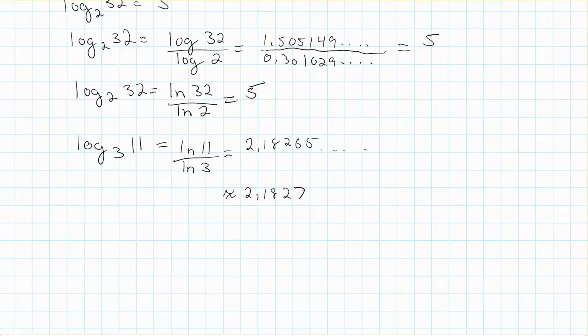Now again, we can verify this by just looking at what 3 to the 2.1827 is. And this is equal to 11.000503 dot dot dot. And of course it's not exactly 11 because we rounded our answer here, which is what you typically would do, but we can clearly see that this is basically just 11.